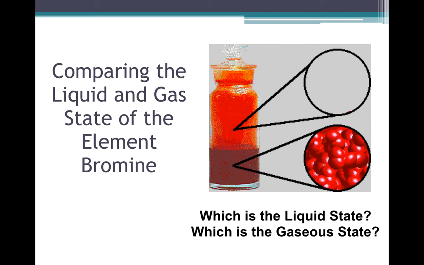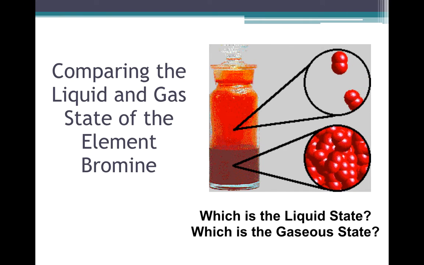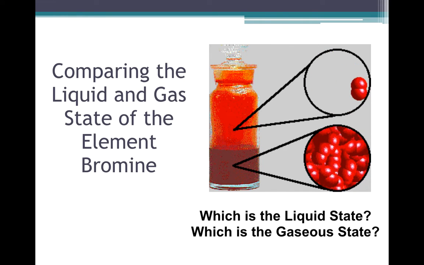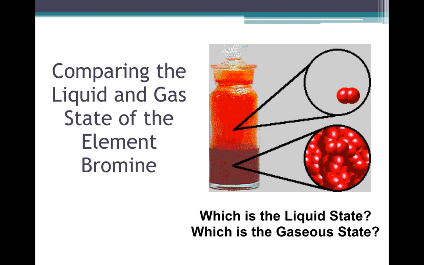Here we are comparing the liquid and gas state of the element bromine. Which one represents the liquid state and which one represents the gas state? Hopefully you determined that the one on top was the gas. The particles are more widely spaced and moving faster than the sample on the bottom, which represents the liquid state.